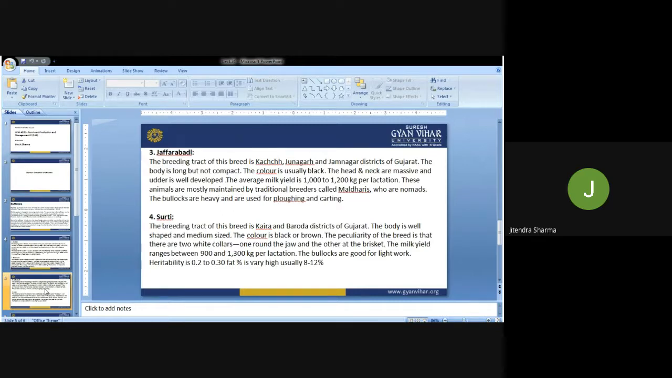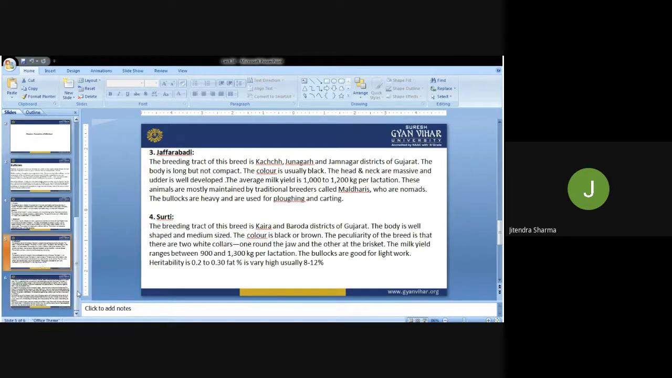The body is long but not compact. The color is usually black. The head and neck are massive and the udder is well developed. The average milk yield is 1,200 kg per lactation. These animals are mostly maintained by traditional breeders called Maldharis, who are nomads. The bullocks are heavy and are used for ploughing and other agricultural operations. We use the bullocks because of the strong body they possess.